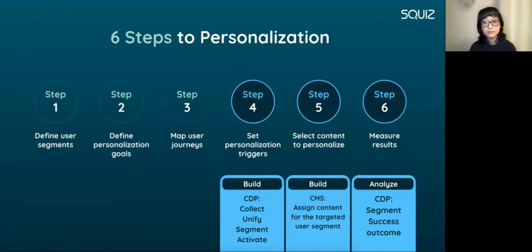So from step 4 onwards is where we are going to set up and activate personalization on the DXP platform, where step 4 is CDP collects, unifies, segments customers, and activates real-time personalization. And in CMS, step 5 is to assign the content for the targeted user segment. And then we go back into the CDP to measure the success of the personalization which we apply to that particular segment. So now let's go to the demo.